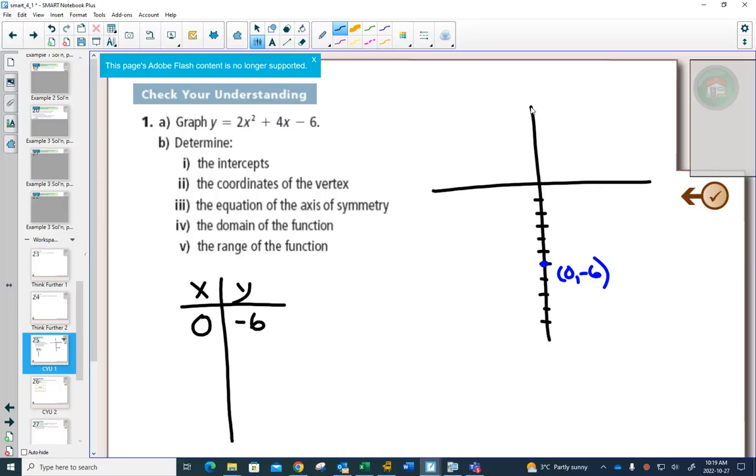Now, what do you think most students choose after they choose 0? They would choose 1, right? They would choose 1. Plug in 1, they get 2 plus 4 is 6 minus 6, they get 0. So they go to their graph and you label 1, 0.